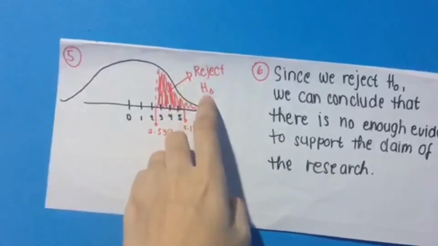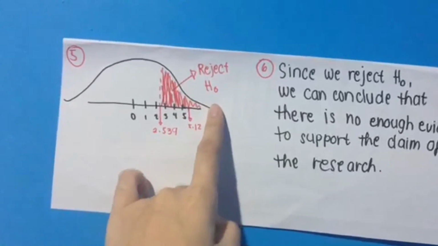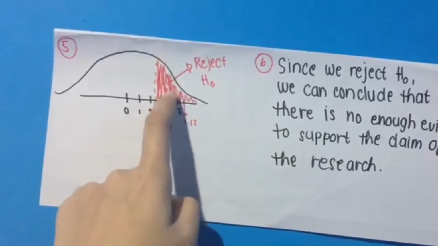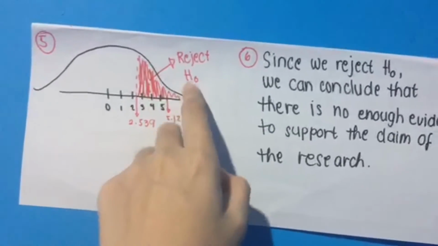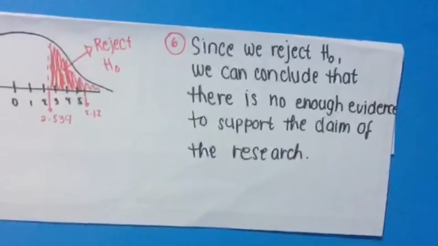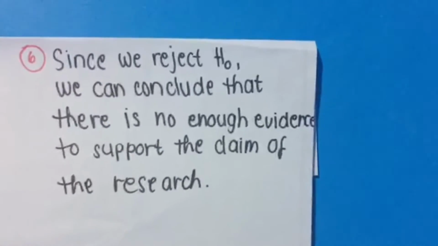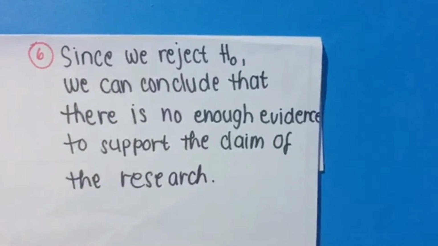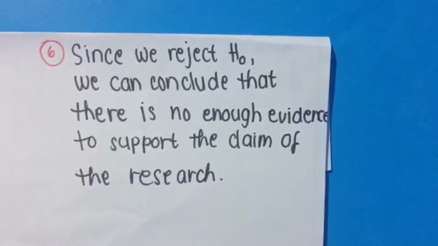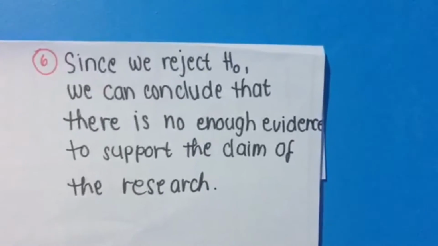Our step 5 is decide. We reject H0 because it is in the rejected region. The 5.12 is in the rejected region. So we reject H0. Step 6 is conclude. And since we reject H0, we can conclude that there is not enough evidence to support the claim of the research. And that's it.